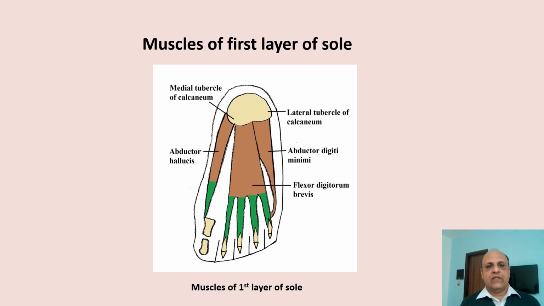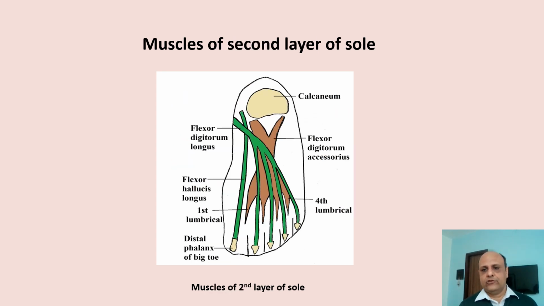So now we come to the muscles of the second layer of the sole. The second layer of the sole has different muscles: flexor hallucis longus, flexor digitorum longus, lumbricals, and flexor digitorum accessorius. Now students, you can remember it like this, that the second layer is the layer of long flexors for the toes. So it has flexor hallucis longus and flexor digitorum longus.